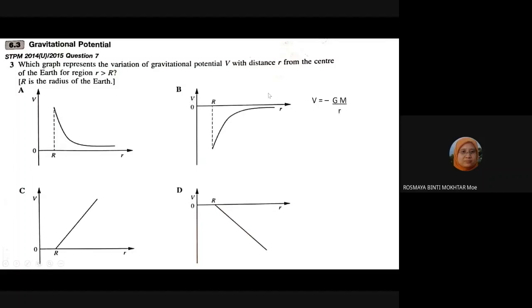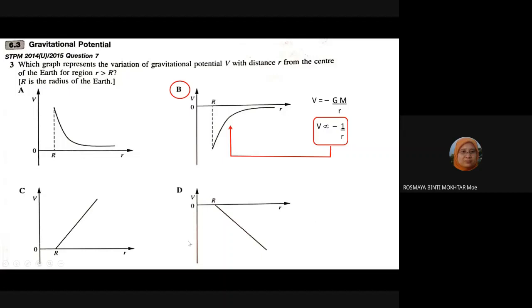So the formula for V is negative GM per R. Negative GM per R. So the R here has no square. It means that V is inversely proportional to R, so inversely and then negative. That means on the negative side. So A and C are out. So B, negative side, and it's a hyperbolic curve. So the answer is B. So any problem in this question?